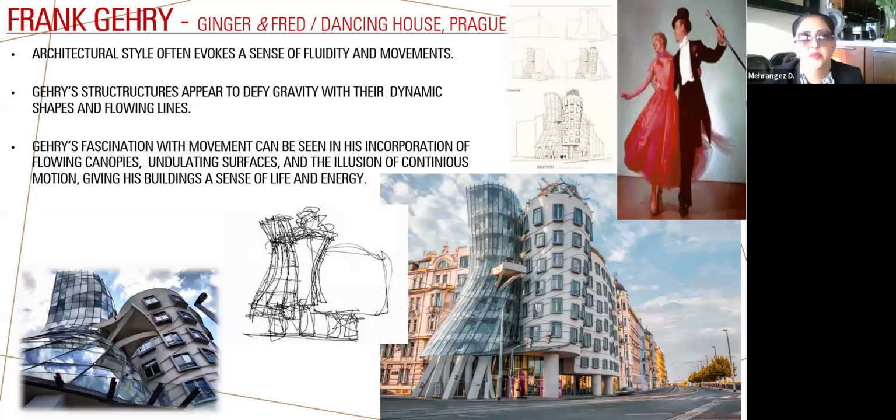Let's look at another thing. So the concept or the idea for this building, which is the Fred Astaire and Ginger Rogers dancing house in Prague, this style of architecture basically, if you can see it, invokes a sense of fluidity and movement, dynamic. So he took the idea from Fred Astaire and Ginger Rogers dancing. You can see on the side. That was his concept for this building.